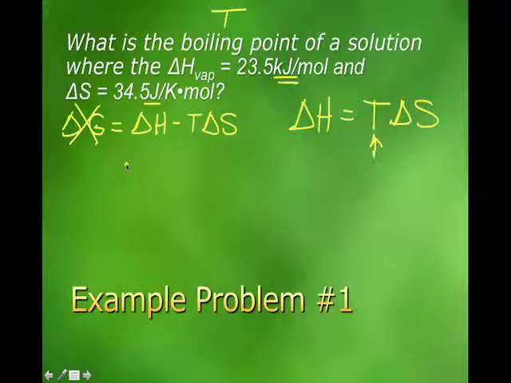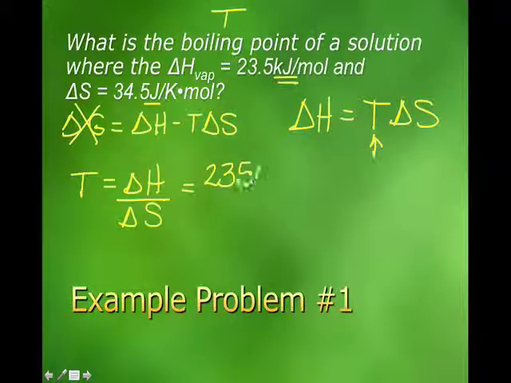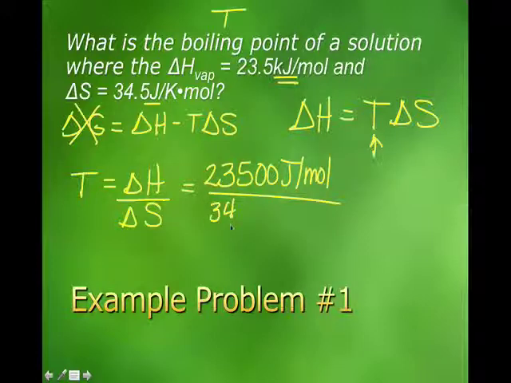And I'm just going to go ahead and convert everything to joules. So if I make this into joules from kilojoules, I bump the decimal 3 places to the left. So let's see, if I rearrange, T is going to be equal to delta H over delta S. And then if I plug in my numbers, I want to make that joules. So this is 23,500 joules per mole. And then this other one stays the same.